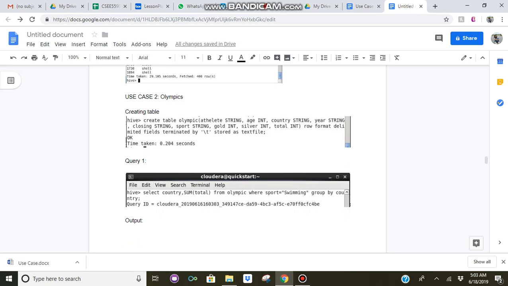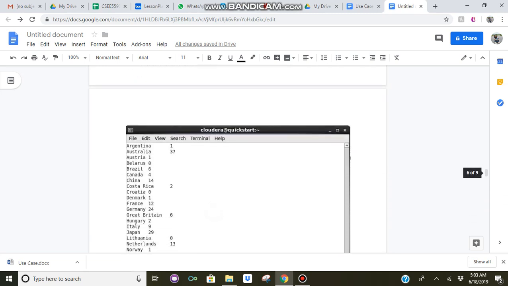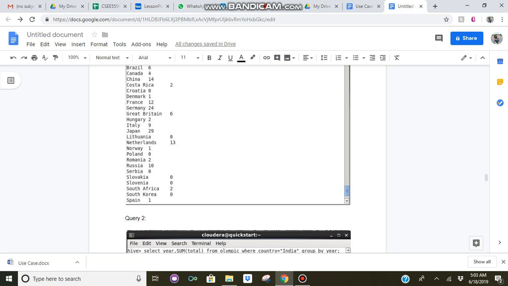In this use case, the first query is about the list of total number of medals won by each country in swimming. So in this, first we are selecting the country and the total number of medals from the Olympic dataset, and we are using the where clause and setting the sport to swimming, and we are grouping by country. So it lists all the countries which have won medals in swimming.